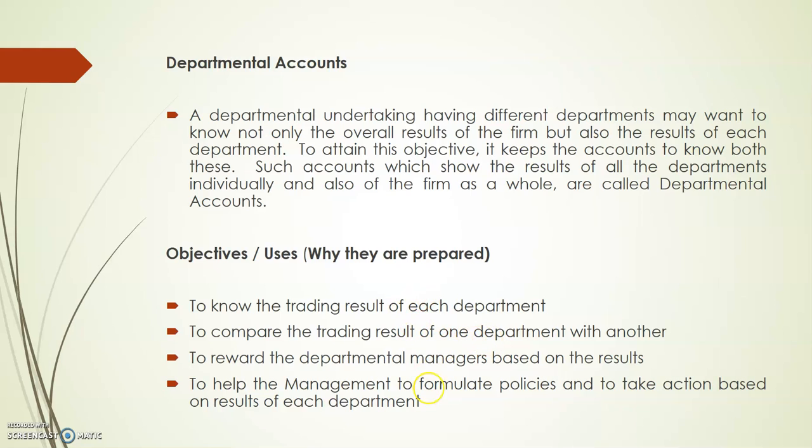Assume that department A is doing fine, but department B is undergoing loss. But if we consider only the overall result of the firm, then there may be profit. But that profit or positive result is only from the efforts of department A, and department B may not be doing good. So to compare two departments or three departments, the result of each of those departments, this departmental account is needed.